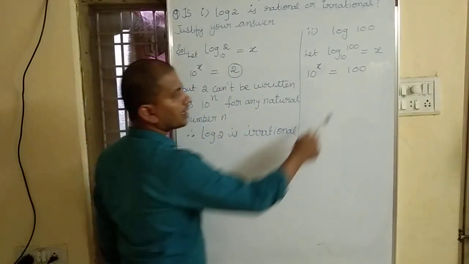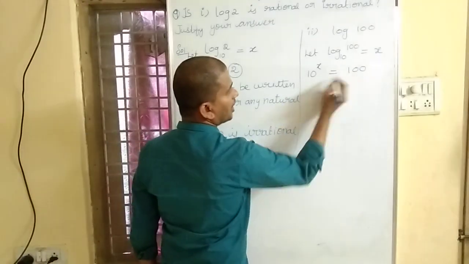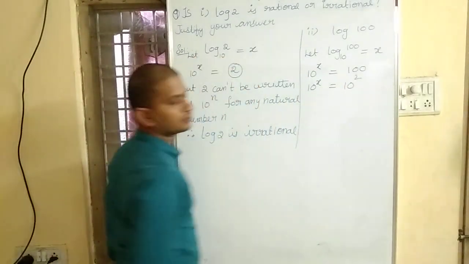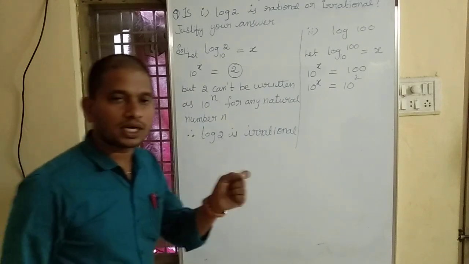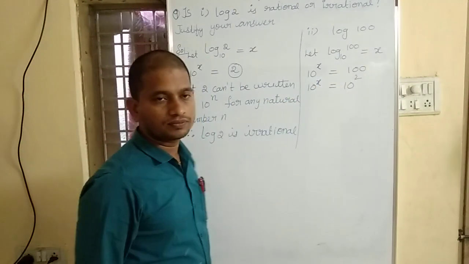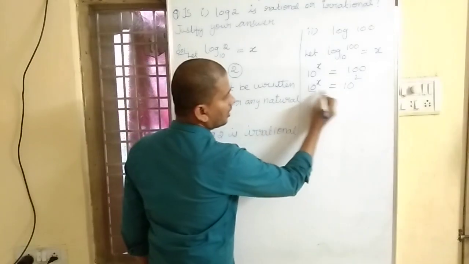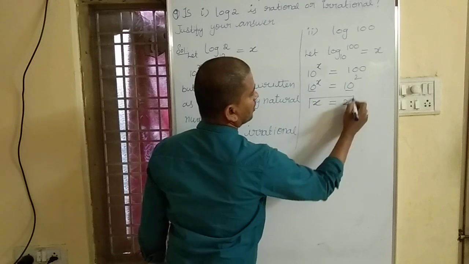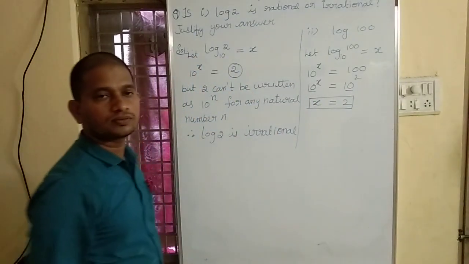So as 100 I can write as 10 to the power 2. 10 square, 10 tens are 100. As 100 I can write as 10 power 2. As bases are equal, powers should be equated. So what is the value of x? X is equal to 2.